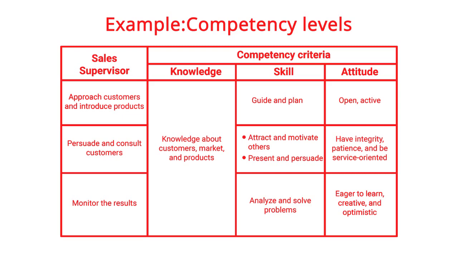The competency criteria under knowledge for all 3 is that the sales supervisor must be knowledgeable about customers, the market, and products. When it comes to skill, the supervisor should be able to guide and plan when it comes to approaching customers and introducing the products. And when it comes to the sales supervisor's attitude, what you want him to have is an open and active attitude. So you can see from this slide that as a company, as a business owner, you will sit down and look at the competency levels and the criteria that you require for each position. When you have done this, let us now look at what your interviewing principles might be.